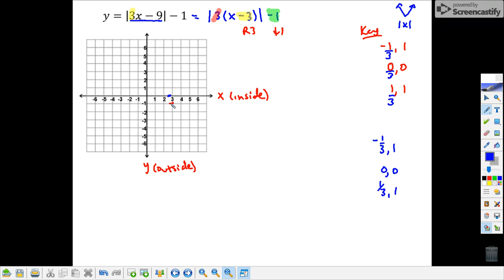-1/3, 1 would tell me go to the left a third, up 1. 0, 0 just tells me go right where that mark is. And then 1/3, 1 would tell me go right a third, up 1. From there, you just draw your lines for the absolute value to make it look like a V, and you'll be done.